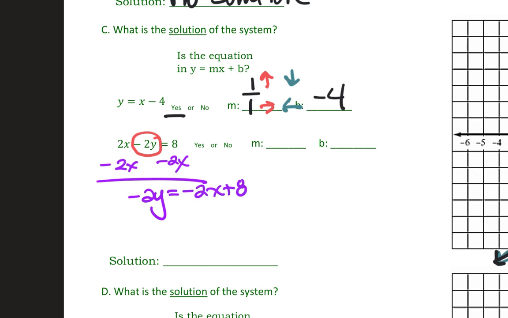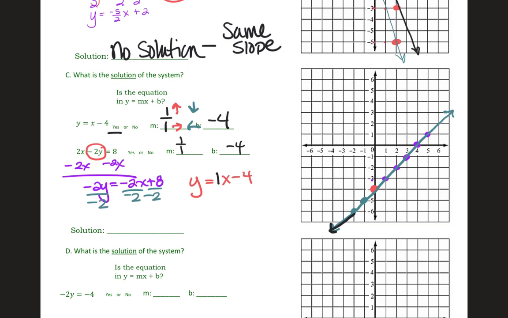What do I have to do to all of them? Divide by -2. So then we get y is equal to, what's negative over negative? Positive. Positive 1. Do we have to put the 1? No, we don't have to put the 1. If you want to, you can do it. That way you can see what your slope is, but you won't see the 1 there. And then what's 8 divided by -2? -4. Good. So what's your slope? 1 over 1. Good. And then what's your y-intercept? -4. So what's going to happen here when we try to graph this?